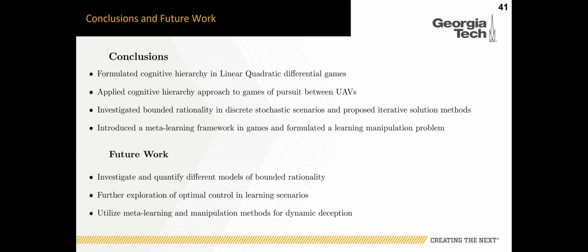And then, to conclude, what I have done is I formulated the cognitive hierarchy in linear quadratic games. I applied that to pressure evasion games of multiple UAVs and stochastic games later. And then I introduced a meta-learning framework in games and formulated a learning manipulation problem. Because of course, if I learn how the other agents are learning, then I can deceive them and make them learn what I want them to learn.